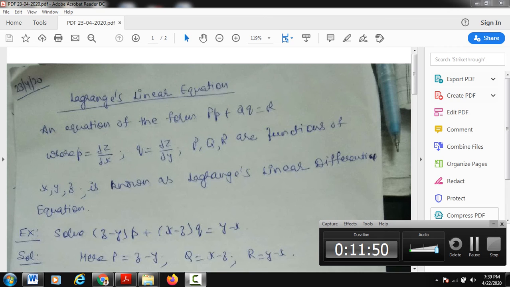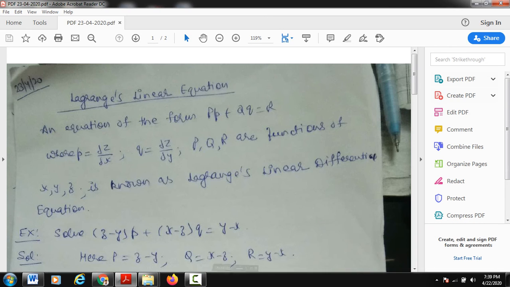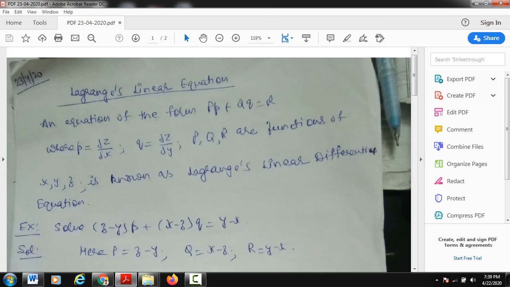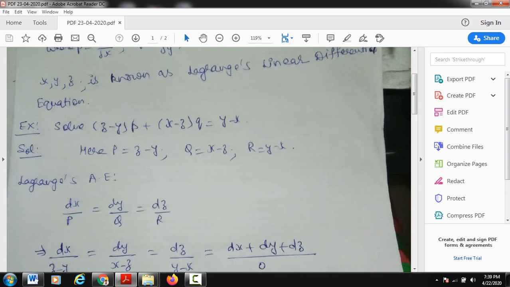After that you will identify capital P, capital Q and capital R from the given equation. Then you will write the auxiliary equations. The Lagrange's auxiliary equations are dx over capital P, dy over capital Q is equal to dz over capital R. Here, students, you will have to do the calculation and find two solutions. Earlier I told you the two solutions that you solve should be different, not the same, because if they come out the same then that will be considered as one solution, not two. So you have to find two different solutions.